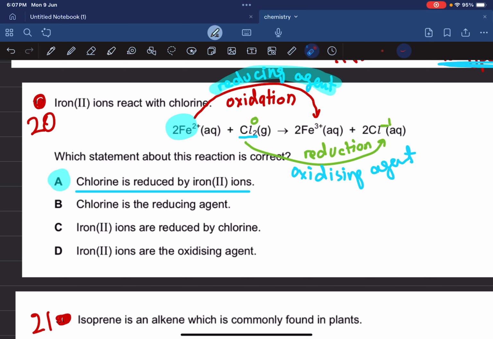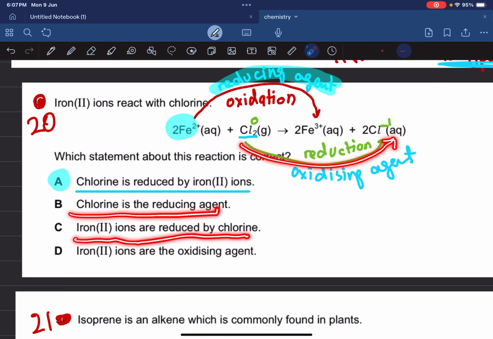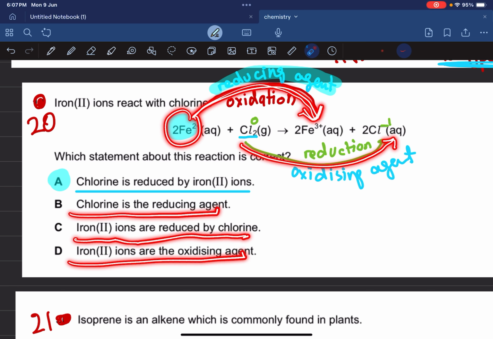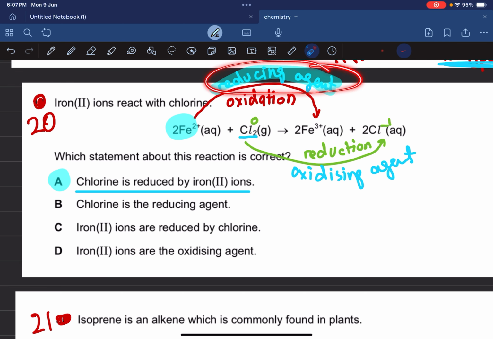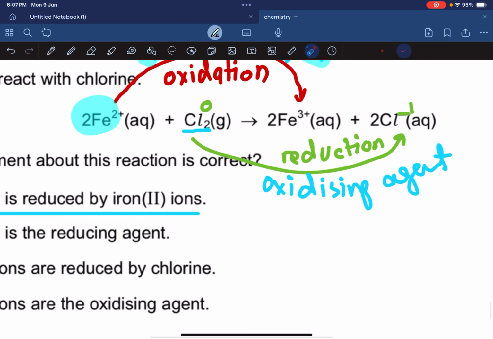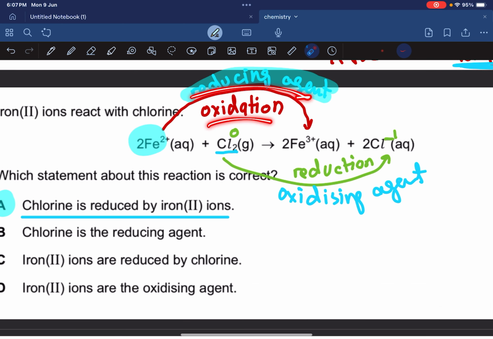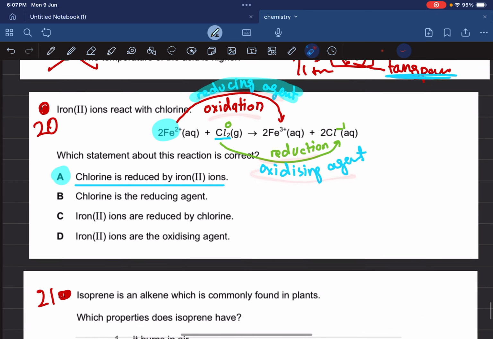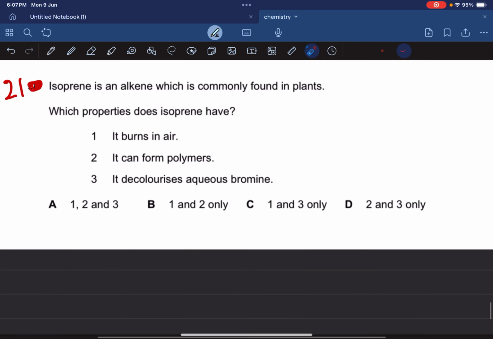Now let's read other statements as well. Chlorine is the reducing agent. No, chlorine is the oxidizing agent. Iron 2 ions are reduced by chlorine. No, iron 2 ions are oxidized by chlorine. Iron 2 ions are the oxidizing agent. No, they are the reducing agent. So this concept confuses people, but you just have to write above what kind of thing you're dealing with. This MCQ is also one of my favorites.